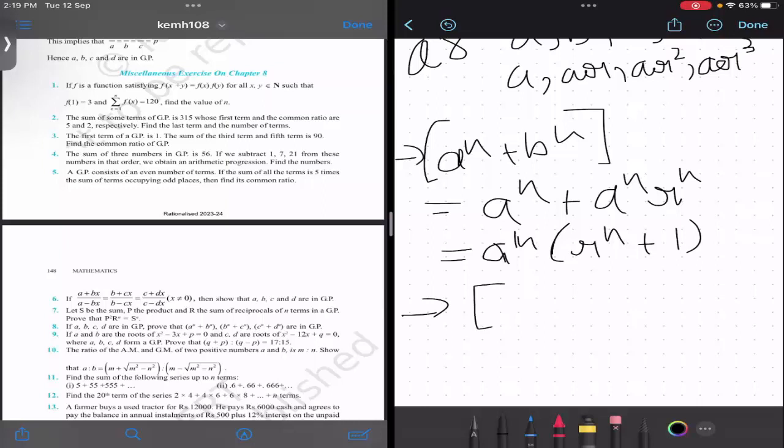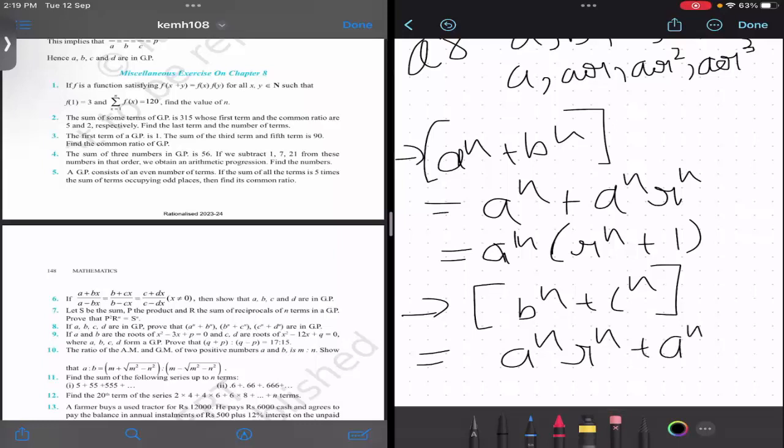Secondly, you would have B^n + C^n. What would this be? This would be a^n r^n + a^n r^(2n). Taking out a^n common and r^n common, you would have a^n r^n (r^n + 1).